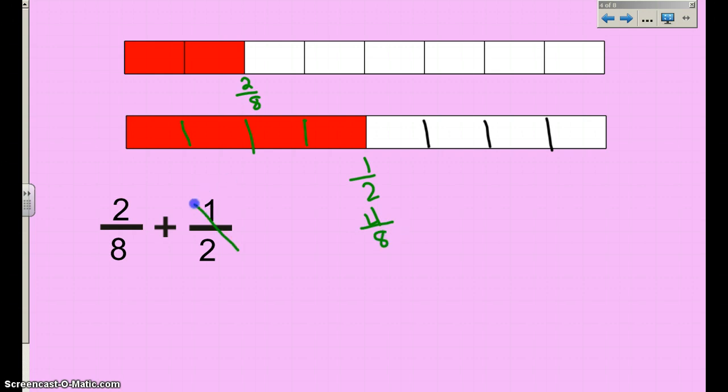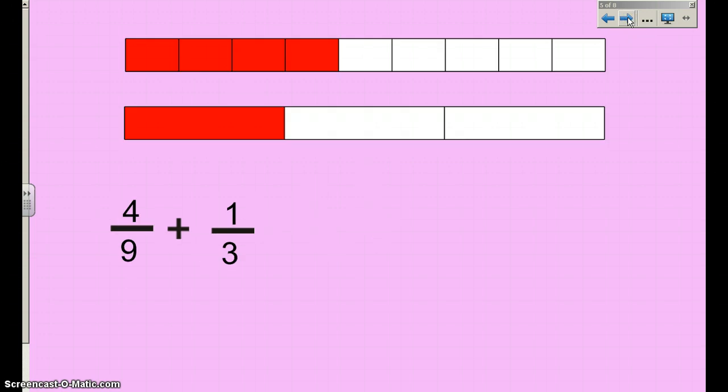So now I'm going to change 1/2 to 4/8 because those two fractions are equivalent. They say the same amount of space. So if I have 2 red parts plus 4 red parts, that would be 2 plus 4 equals 6. And did our equal parts change? No. So I still have 8 equal parts. So my answer is 6/8. Okay, so when we have different denominators, we still have to change it and make our denominators the same.